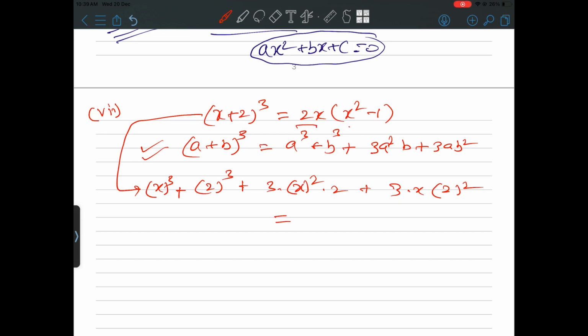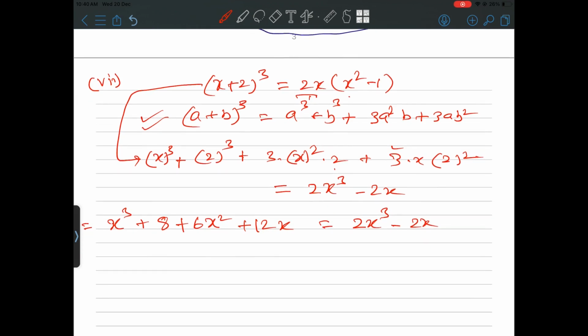Equal to, in the next line, we have 2x into x square. It means it becomes 2x cube, right? And then it becomes minus 2x. Now simplify the equation. So this becomes x cube and 2 cube is 8, right? So 3 into 2 is 6, plus 6x square. Then we have 2 square is 4, 4 into 3 is 12. So then we can say it is 12x equal to 2x cube minus 2x.